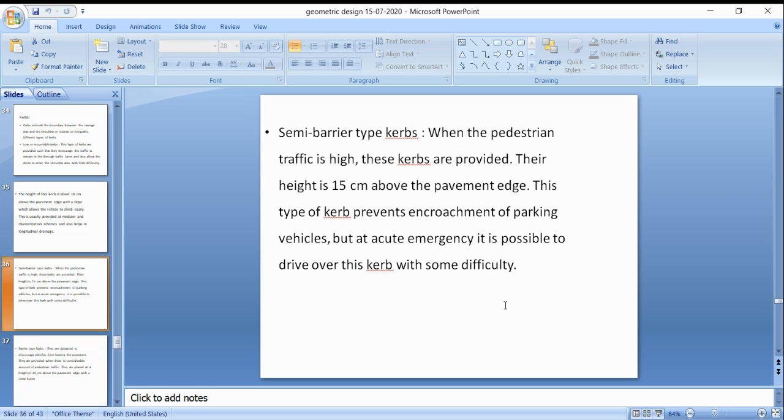Some of the curbs are semi-barrier type curbs. When the pedestrian traffic is high, these curbs are provided. Their height should be 15 centimeters above the pavement. This type of curb prevents encroachment of parking vehicles, but in acute emergency it is possible to drive over the curb with some difficulty. So if any emergencies are there, we can use the semi-barrier.